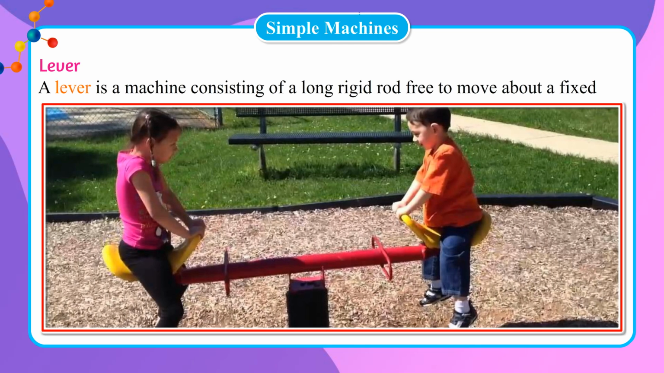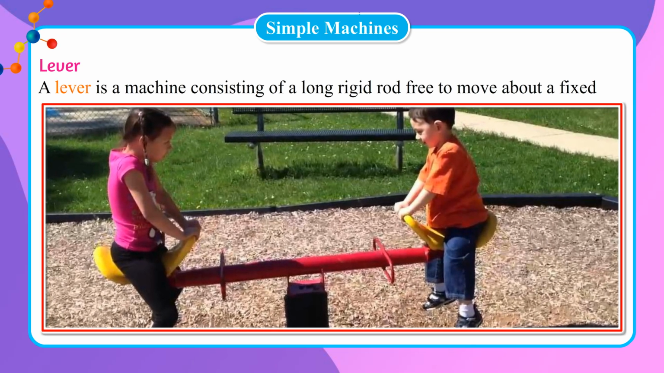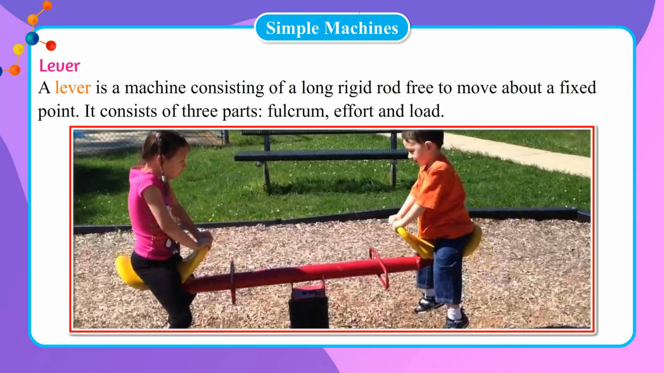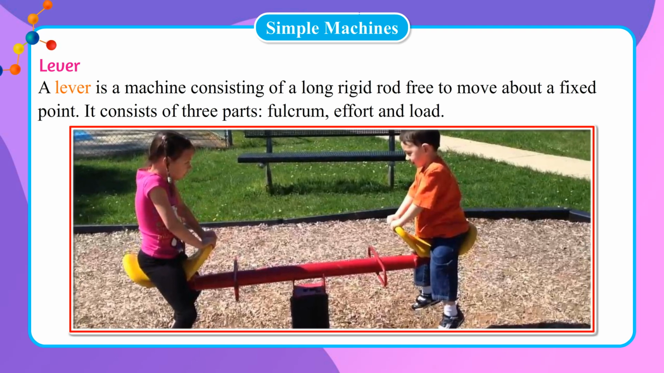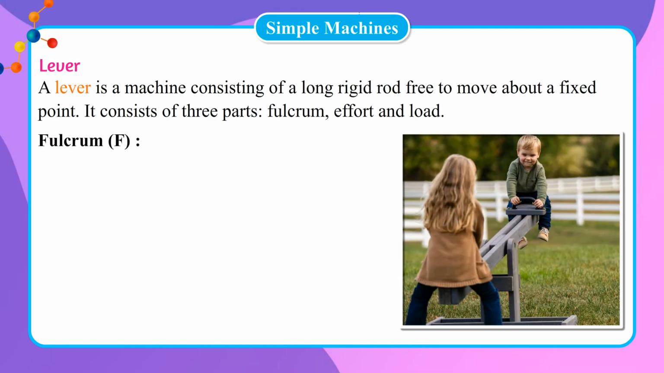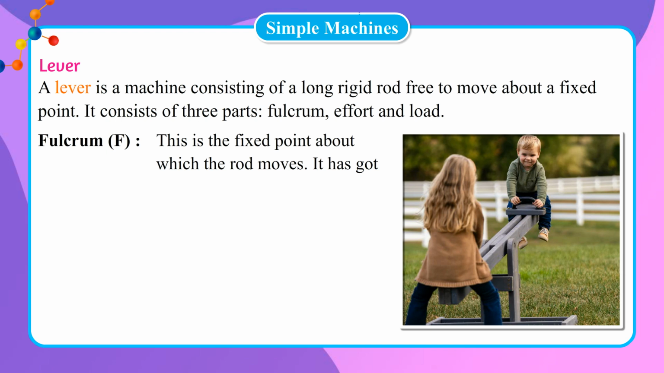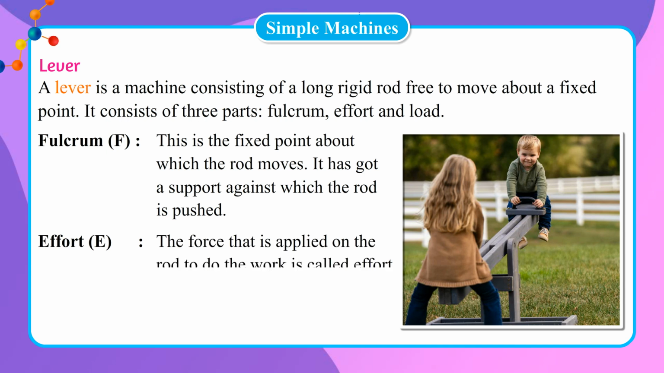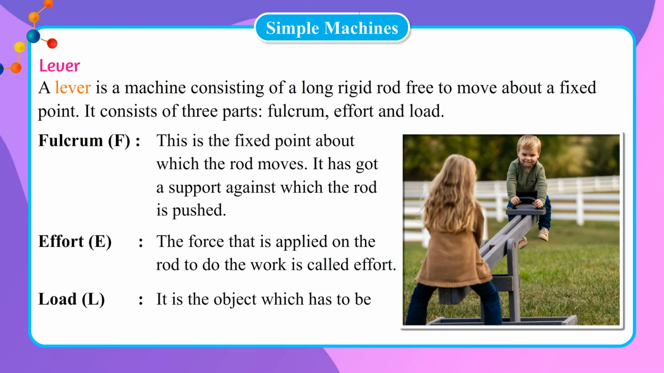Lever. A lever is a machine consisting of a long rigid rod free to move about a fixed point. It consists of 3 parts: fulcrum, effort and load. Fulcrum, F. This is the fixed point about which the rod moves. It has got a support against which the rod is pushed. Effort, E. The force that is applied on the rod to do the work is called effort. Load, L. It is the object which has to be moved, cut or lifted by the effort.